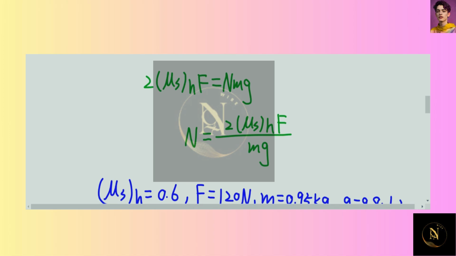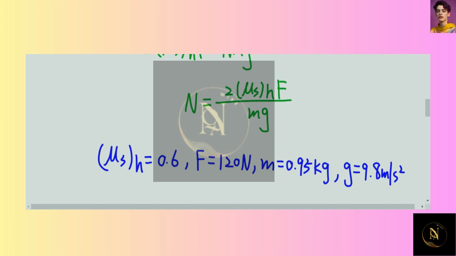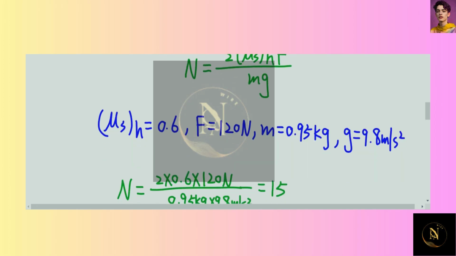Remember, in the question, the coefficient of the static friction between the hand and the book is given as 0.6. And we know force is 120 Newton. Mass of each book is 0.95 kilograms. And the acceleration of gravity is 9.8 meter per second squared. So now we can plug these values back into the equation to determine the maximum number of the books, which is equal to 15.